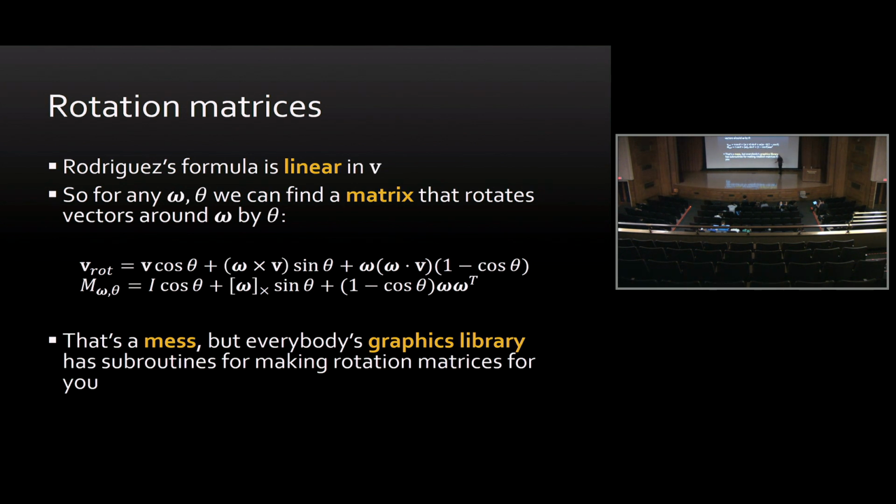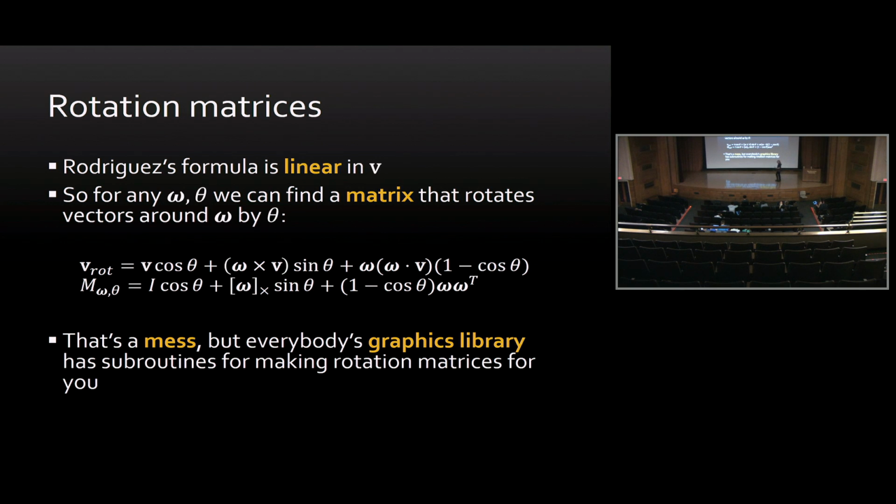The whole thing is linear in V, which means you can write it as a matrix, because we showed that all linear functions can be represented as a matrix. And you can write it out. This is what the matrix is. It's the cosine times the identity matrix plus, and then you can write the cross product out as a matrix. Add all those matrices together, and you get a matrix. That's the rotation matrix for rotating about axis omega by angle theta.